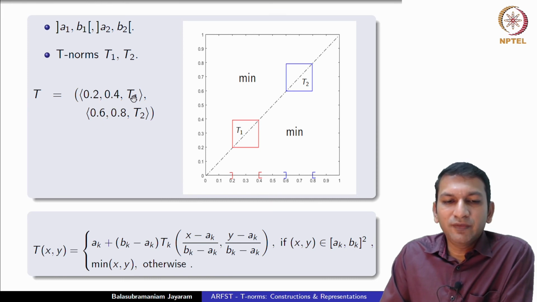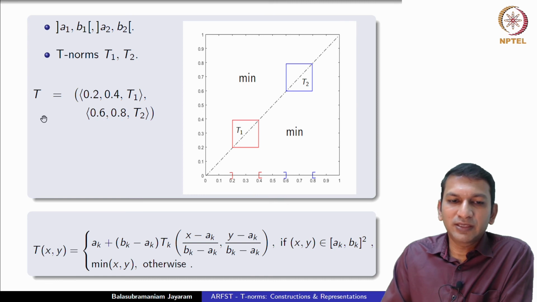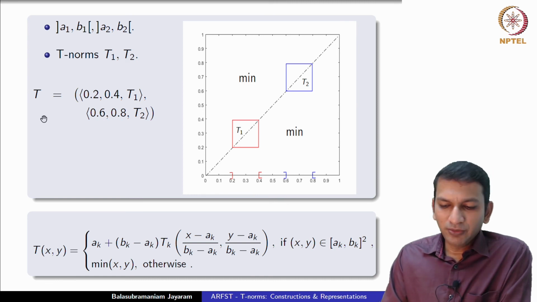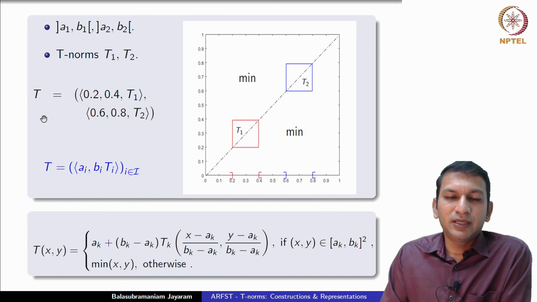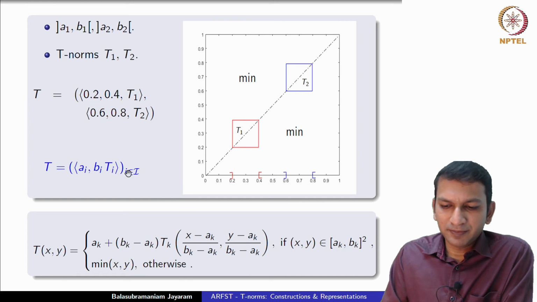So you see here, we denote that there are two T-norms and accordingly two intervals. A1, B1 is 0.2, 0.4, A2, B2 is 0.6, 0.8, and in the rest of the places it is the minimum T-norm. So that is how we understand. Now it is a case for two T-norms, but we could have countably many T-norms, Ti, and this is how we represent it. Let's look at some examples.